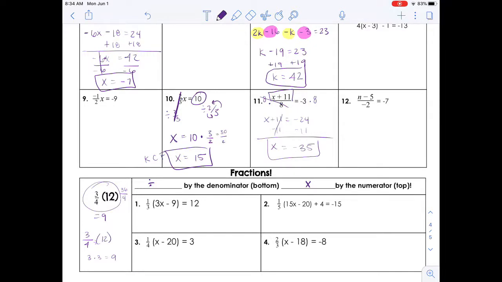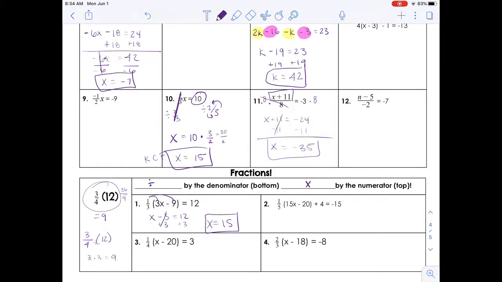So let's do the first one. We're going to multiply by the top and then divide. So if we distribute, we're going to do 1 times 3x is 3x, divided by 3 is just x. 1 times -9 is -9, divided by 3 is -3, equals 12. And then we've got a one-step equation. We're going to get rid of that subtraction by adding on both sides, and we get x equals 15.